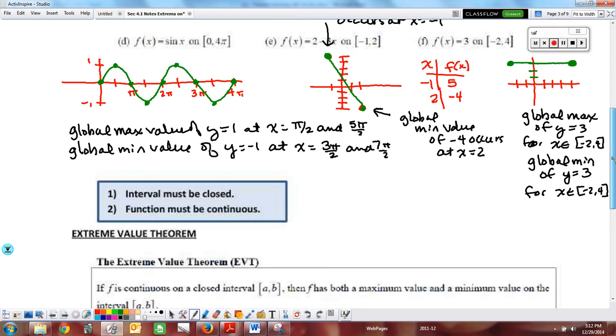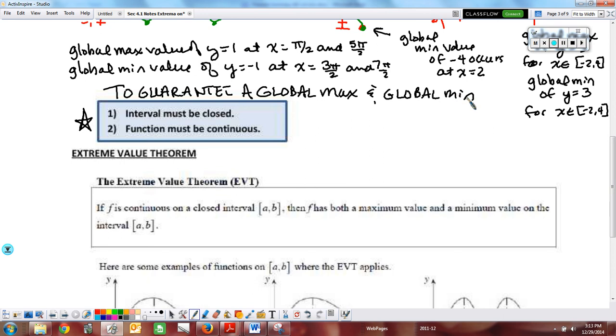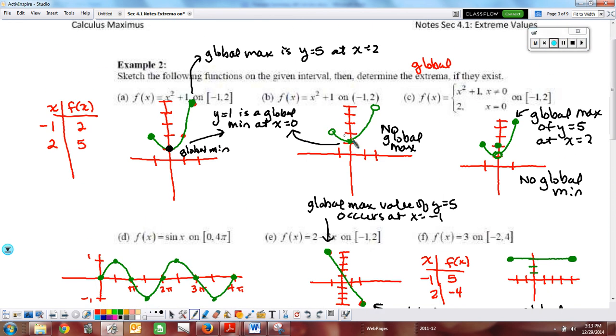So basically, using these functions, what we've determined and kind of reviewed is that in order to guarantee a global max and a global min, the interval must be closed and the function must be continuous. Now, this doesn't mean that if I had an open interval and a non-continuous function, I could actually have both a global max and a global min. Like we saw in a couple of examples up here, I had one or the other. In this one, I had a global min. I just didn't end up with a global max.